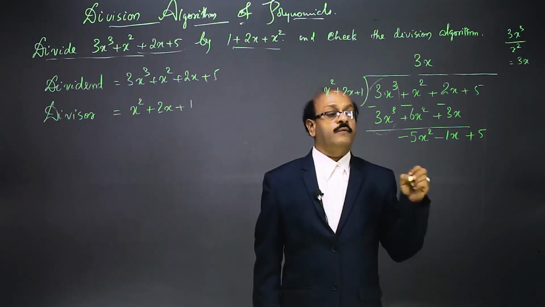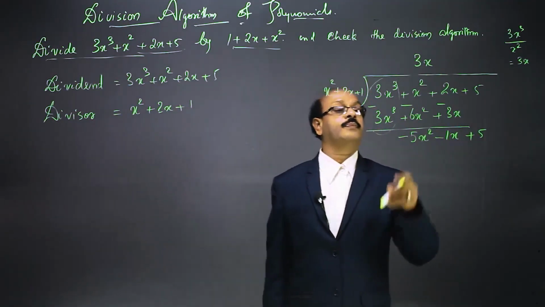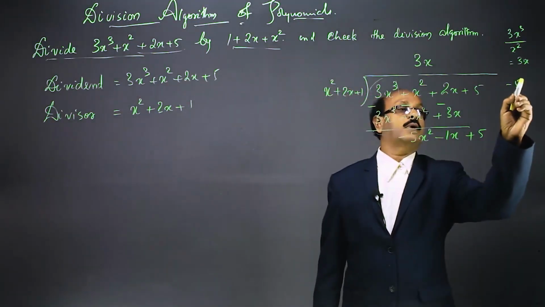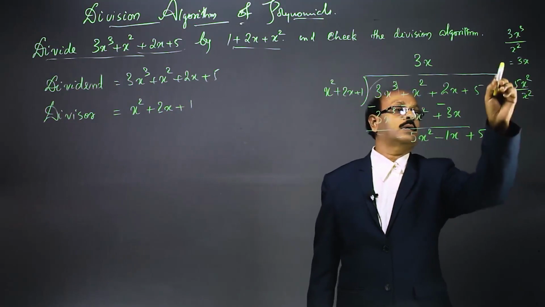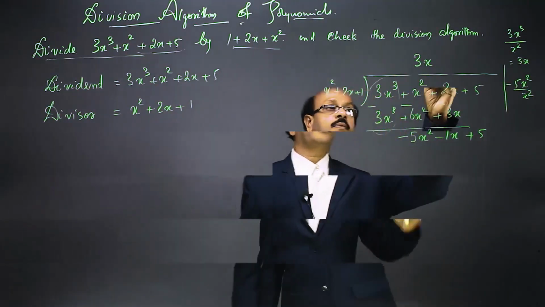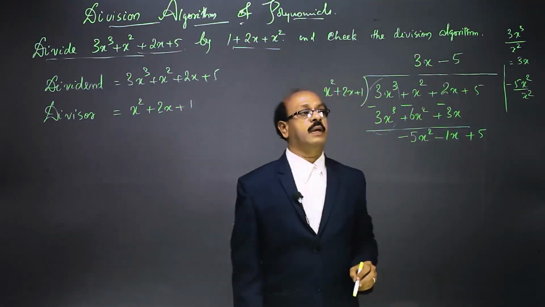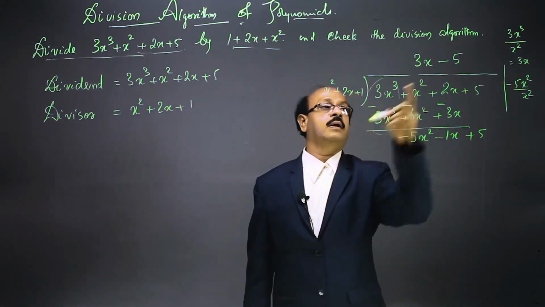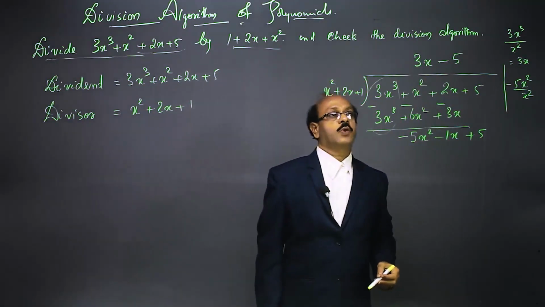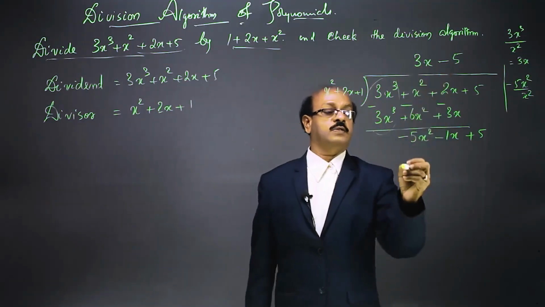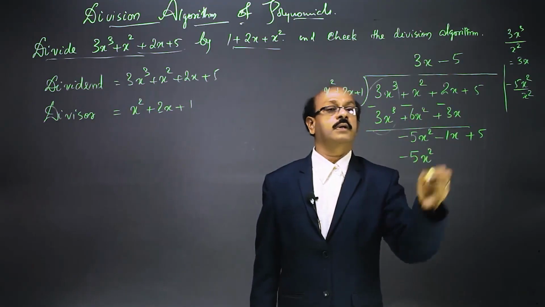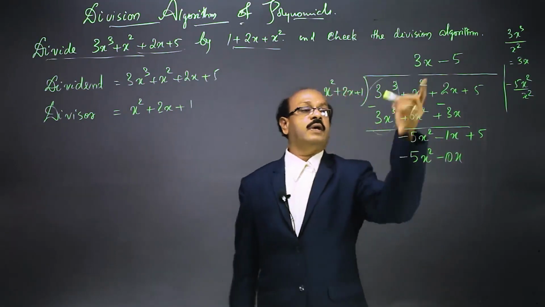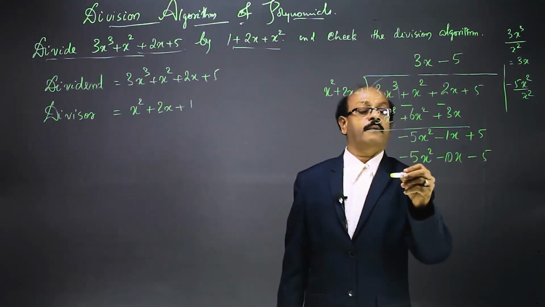Now, here we have to continue the same process. Divide minus 5x square by x square. Minus 5x square divided by x square will give you minus 5. The next term in the quotient is minus 5. Here also we have to multiply x square plus 2x plus 1 by minus 5. x square into minus 5 will give minus 5x square. 2x into minus 5 is equal to minus 10x. Plus 1 into minus 5 is equal to minus 5.